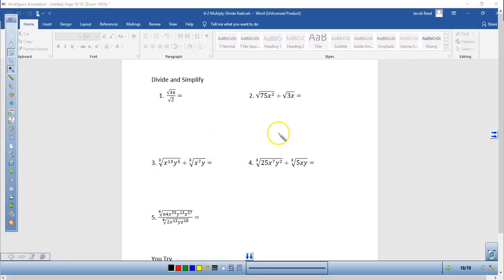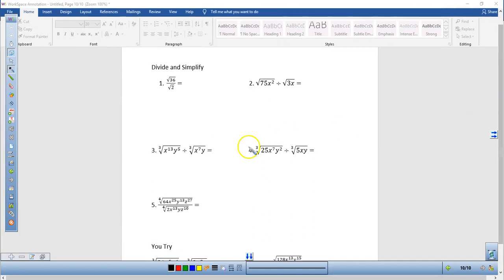Let's do some division and simplification here. Same thing as before, except instead of multiplying, we're dividing. Instead of adding exponents, we're going to be subtracting exponents. And then simplification comes out exactly the same.